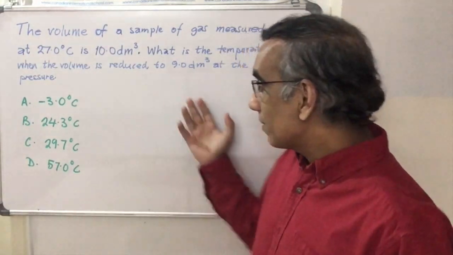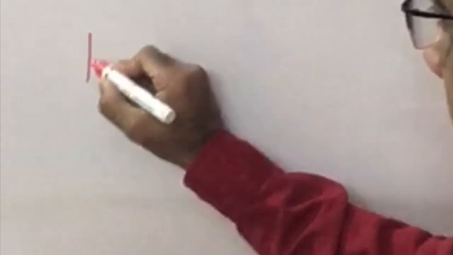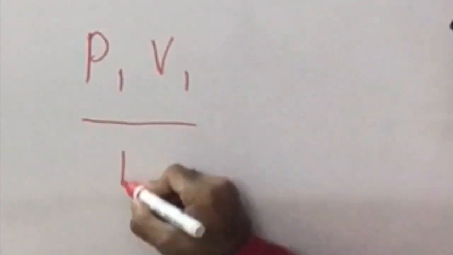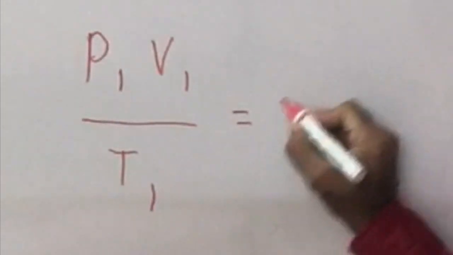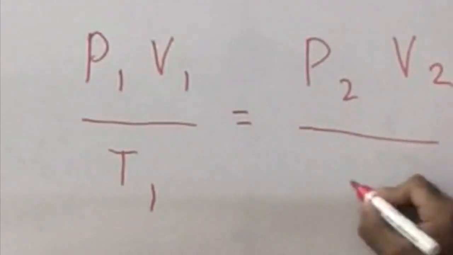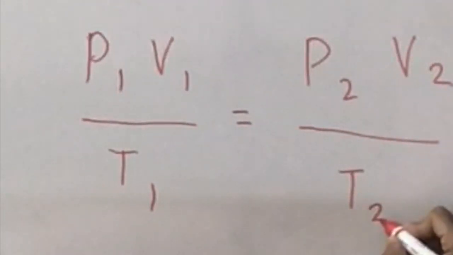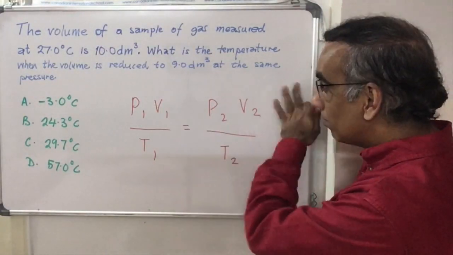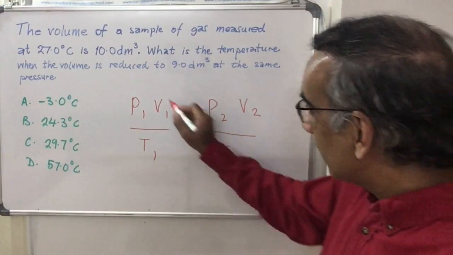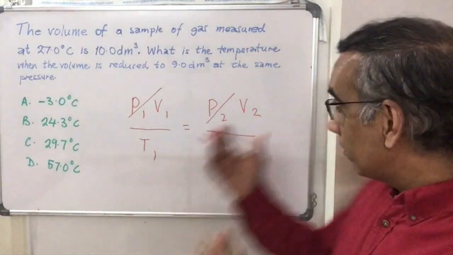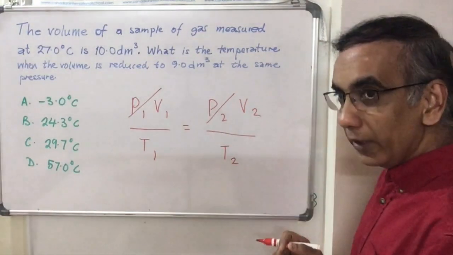So the question at a glance might seem quite simple. You would use P1 V1 over T1 equals P2 V2 over T2. And when you use this, the fact that pressure is the same in both cases means that you can cancel P1 and P2 because they're the same on both sides, so they won't affect the relationship.